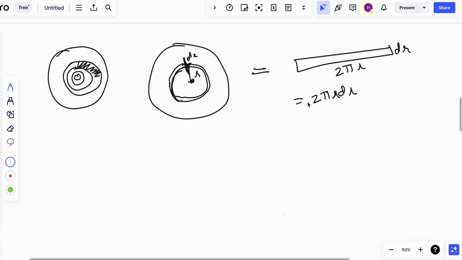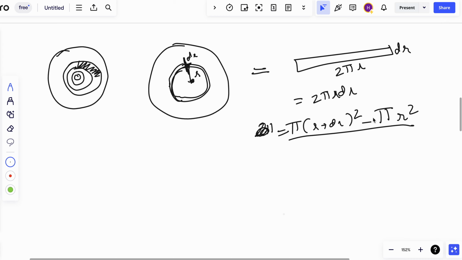If you are not able to understand it, you can do it by area also. The area of outer circle minus area of inner circle will be pi (r plus dr) square minus pi r square. This also works, this will also give you the same. Okay, so yeah, this is for a disk.